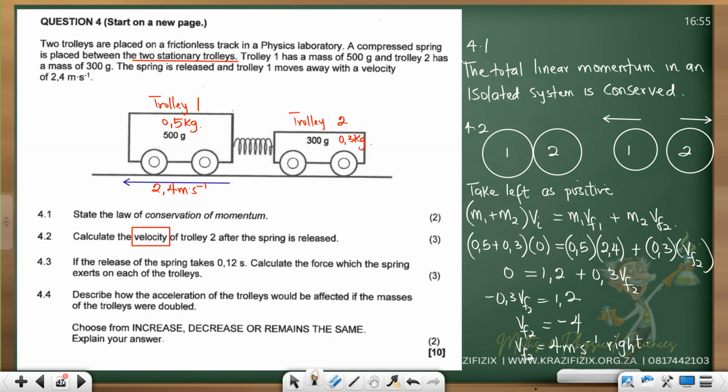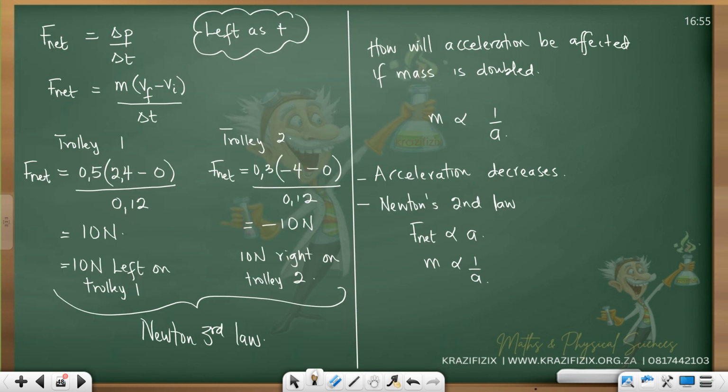And another 10 marks in the back. Oh, they said we should even explain. Lovely. We should explain.